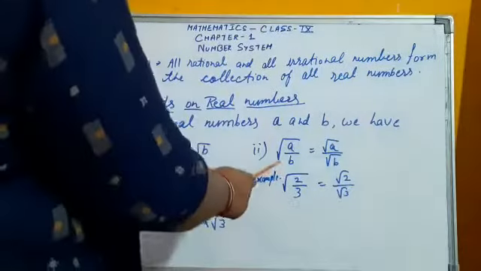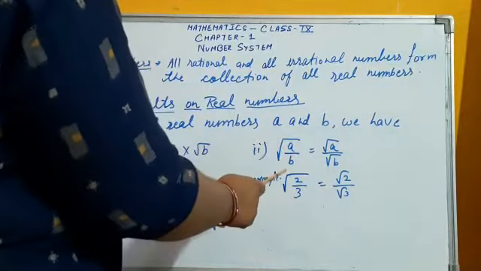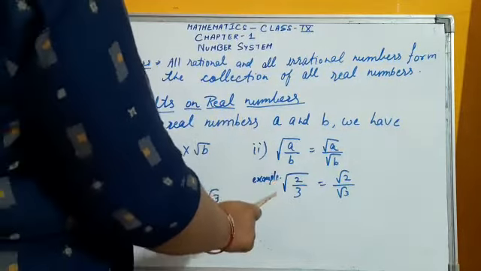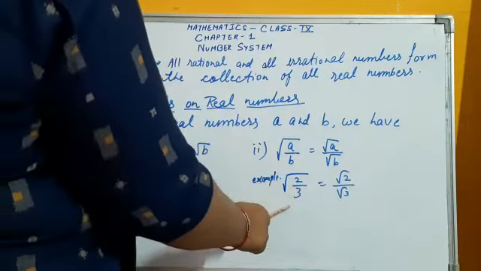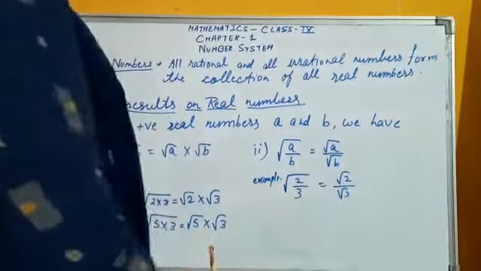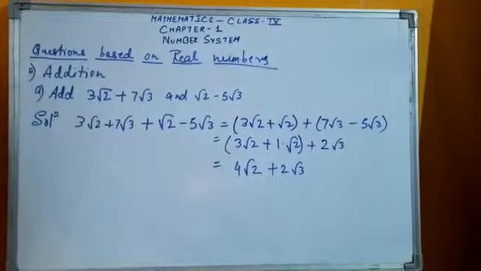Look at the second result. Under root a by b can be written as under root a by under root b. If it is given like this, under root 2 by 3, it can be rewritten as under root 2 divided by under root 3.